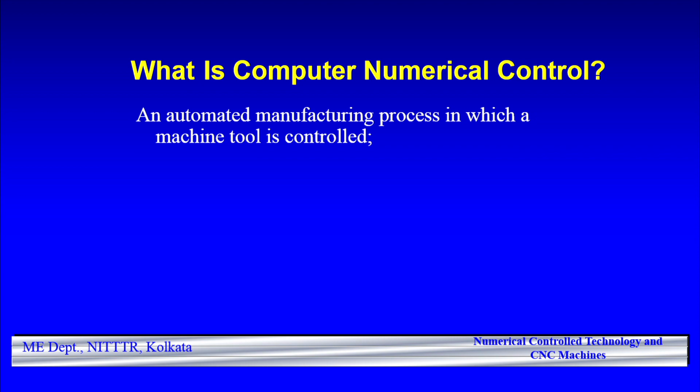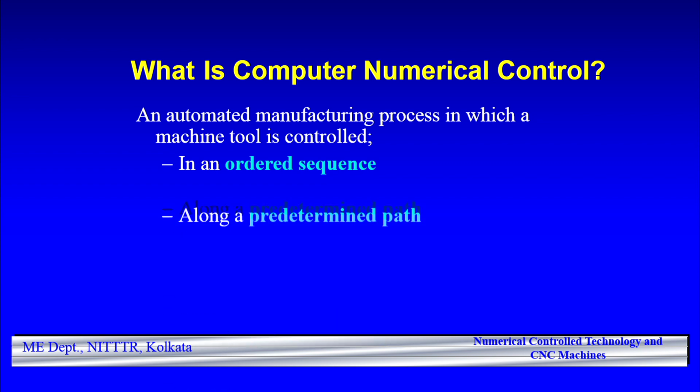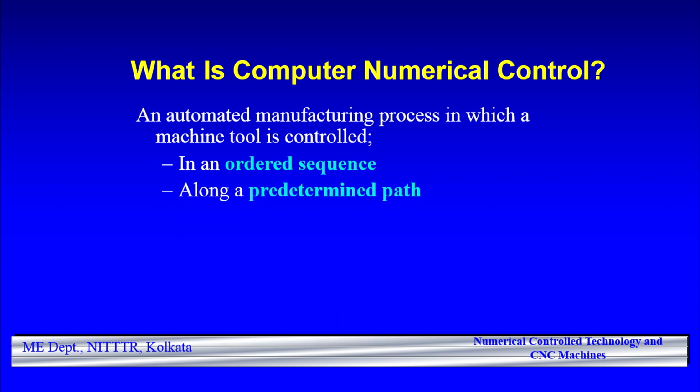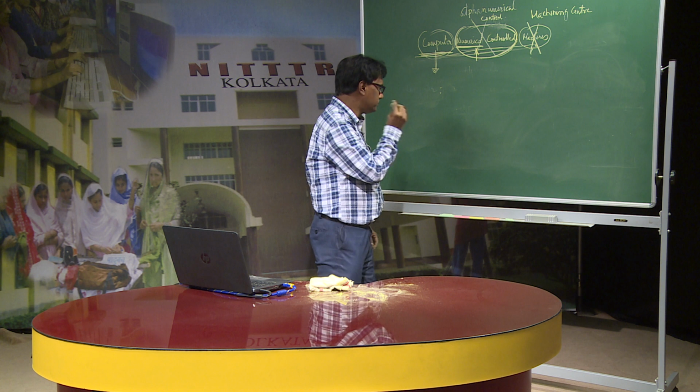A CNC machine is an automated manufacturing process in which a machine tool is controlled in an ordered sequence along a predetermined path. Let me give you an example so that it can be understood.